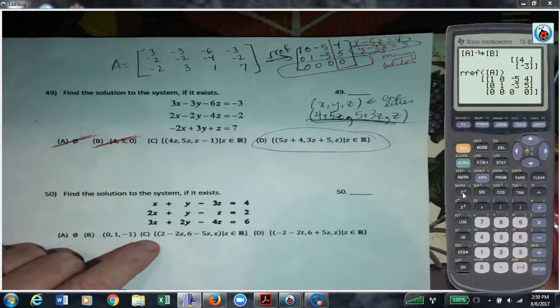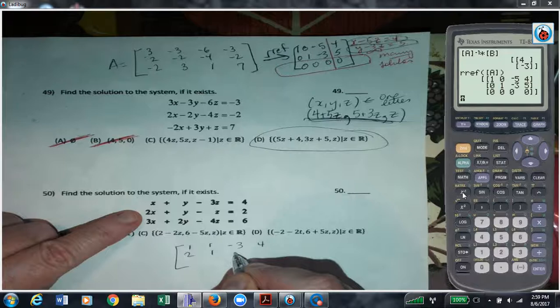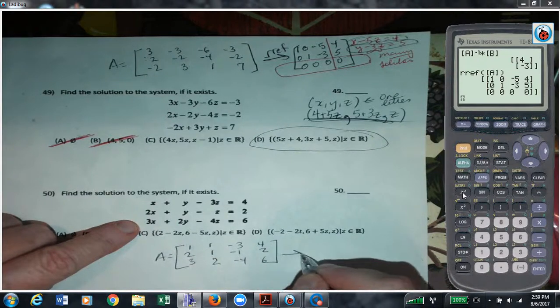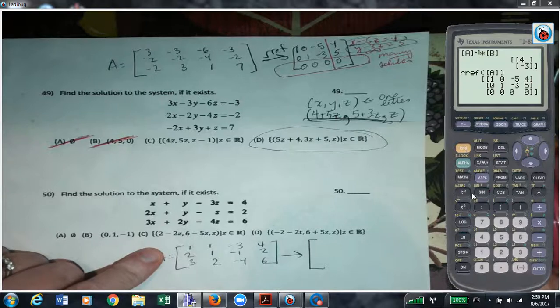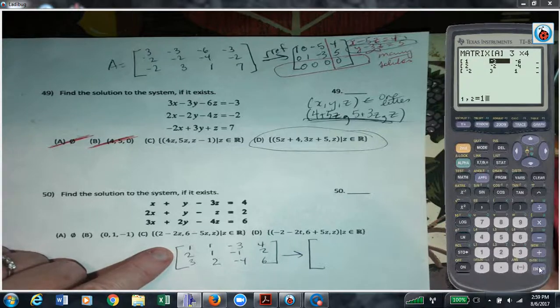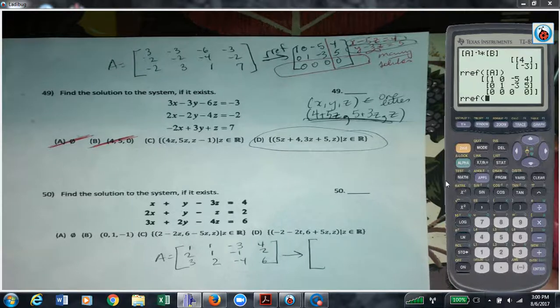Finally, what about this guy? Same thing, get the augmented matrix and do row reduced echelon form. So use Gaussian elimination on your calculator to get it into row reduced echelon form. That's my augmented matrix. So second matrix, 3 times 4. So I've got 1, 1, -3, 4, 2, 1, -1, 2, 3, 2, -4, and 6. Go into math, go all the way down to rref, and do it with matrix A.